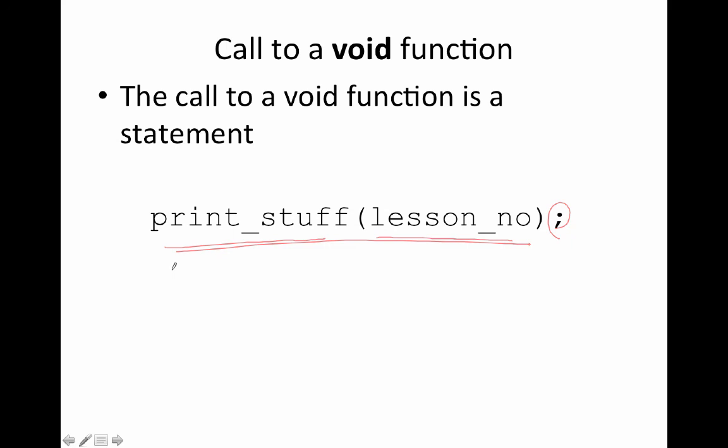The function isn't returning anything, so we couldn't put it in an assignment statement. There's nothing to assign because the function's not returning anything. So again, a call to a void function is a statement.